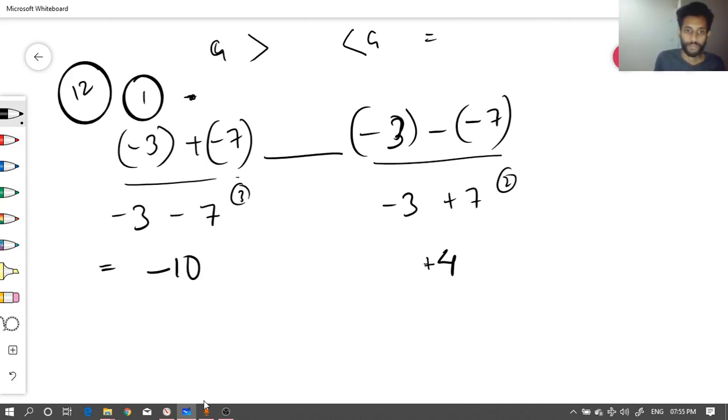Okay. So which one is greater of minus 10 and plus 4? Obviously plus 4 is greater. So this is the sign. Okay. Question number 1 is done. Now question number 2.